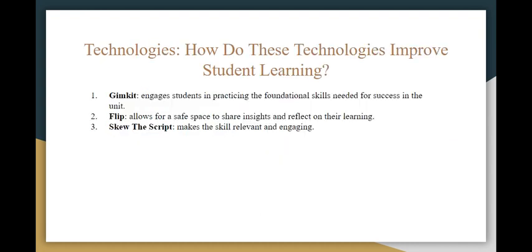So to quickly recap, the three technologies: Gimkit engages students in gamifying the simple skills that they need to practice for later success. Flip allows for a safe place where they can share their insights and reflect on their learning. And Skew the Script makes skills relevant and engaging in a real world application setting.